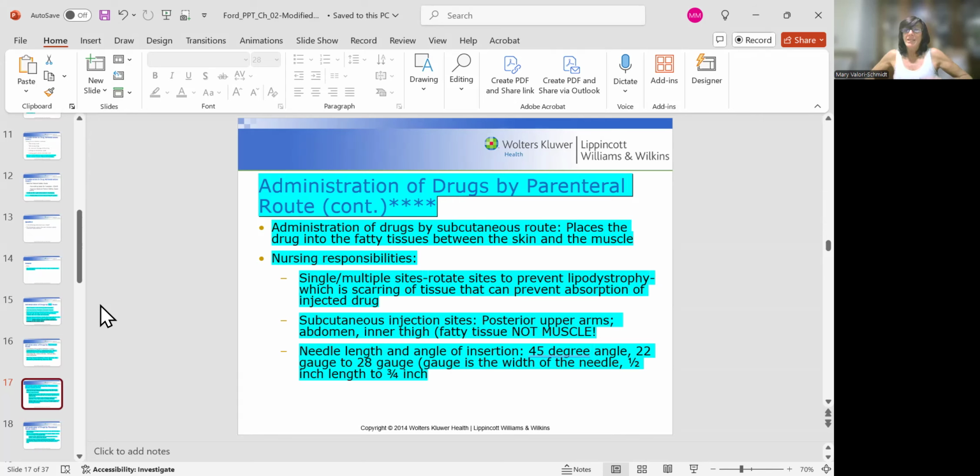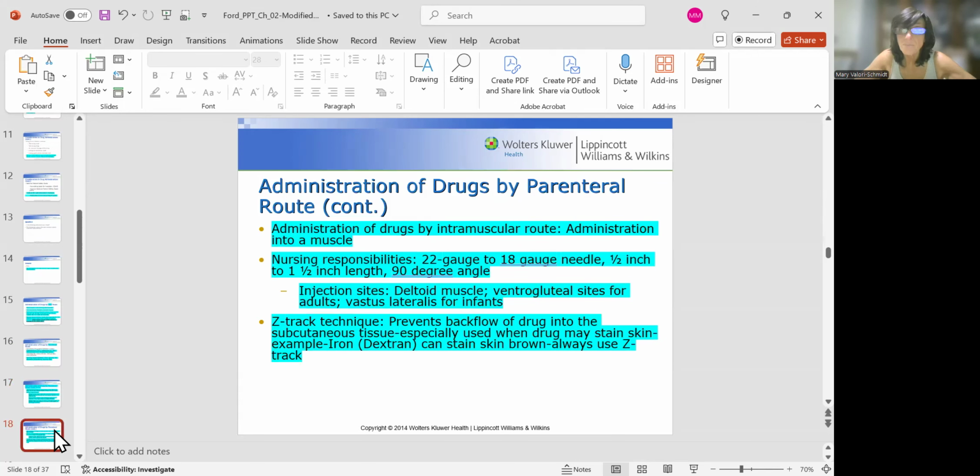Okay. Where are subcutaneous injection sites? Well, the abdomen, right? Posterior upper arm. In other words, this part, this fatty part, the inner thigh. It's got to be in fatty tissue, not muscle. The needle length and angle of insertion: it's a 45-degree angle, 22 to 28 gauge, which is the width of the needle, 1/2 inch to 3/4 inch length. Okay. And you need to know this.